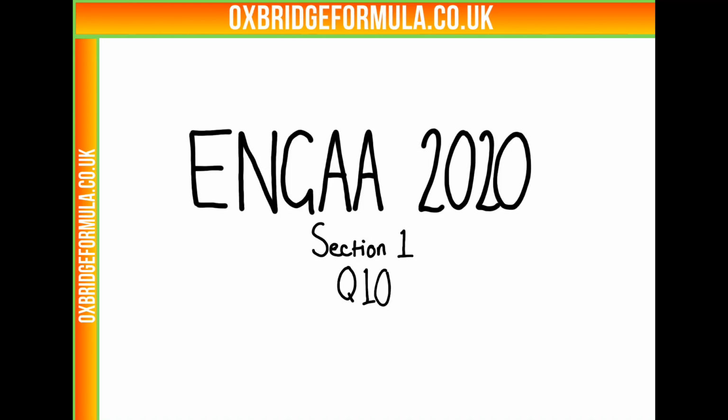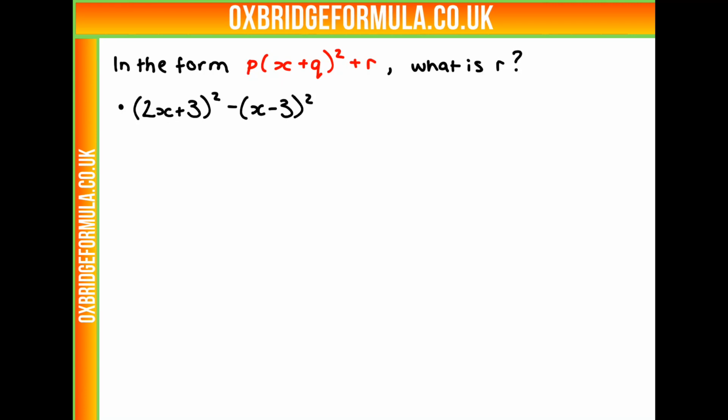In this video, we'll be looking at ENGAA 2020, Section 1, Question 10. When this equation here, (2x + 3)² take away (x − 3)², is written in the form p(x + q)² + r, what is r? So we're looking to find what r would be. Where shall we start?